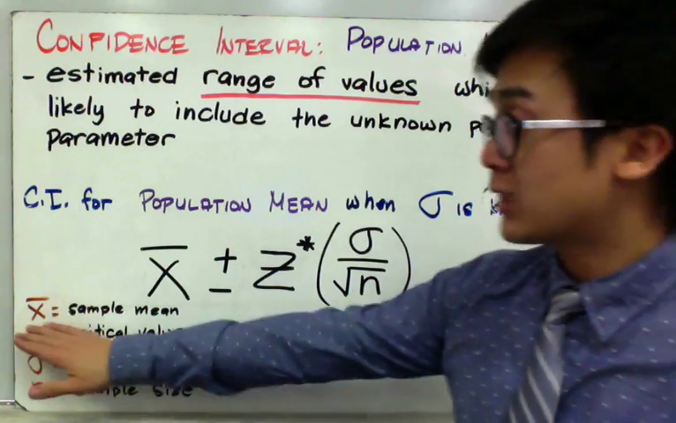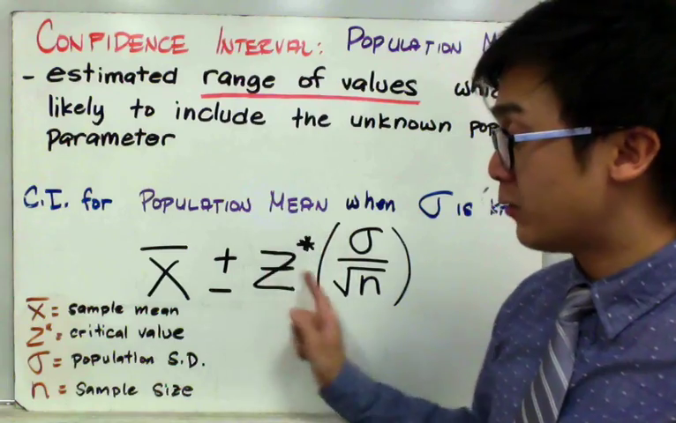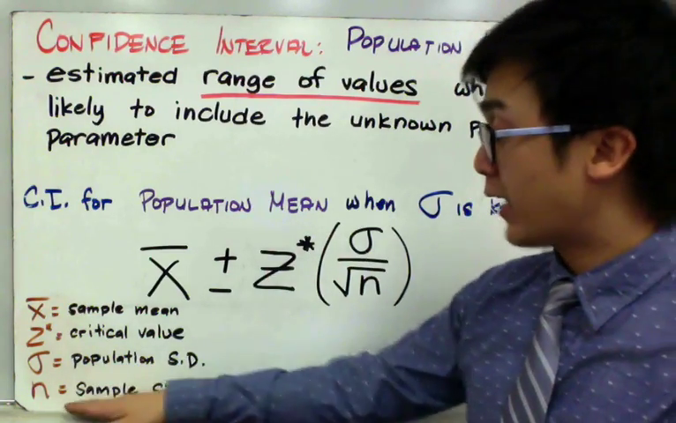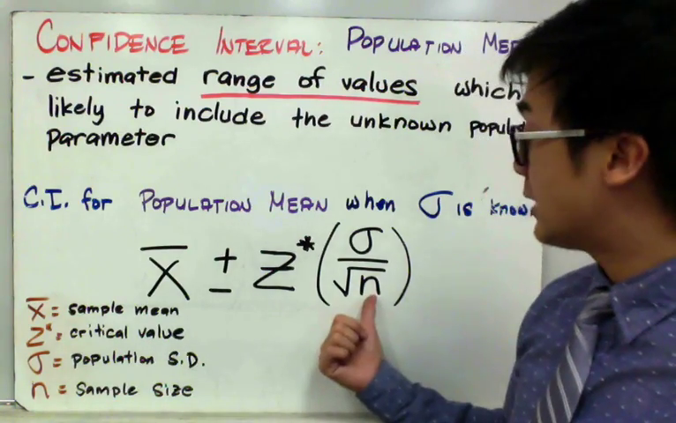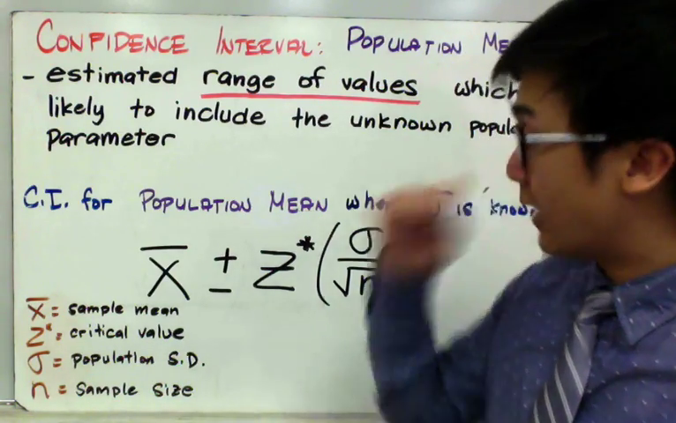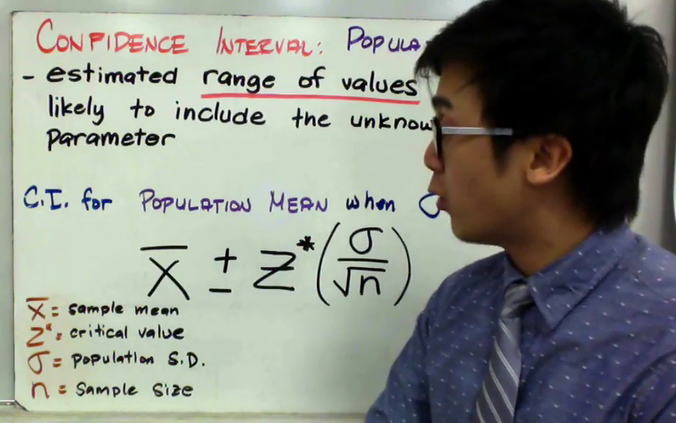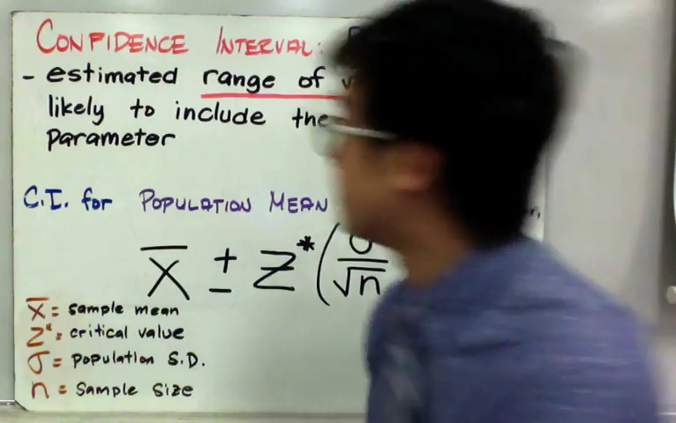n, where x bar is your sample mean, z star is your critical value, and sigma is your population standard deviation. Your sample size will also be given in the problem, which is denoted by the small letter n. And this is the formula that we will use in computing the range of values that we need to estimate our population mean.